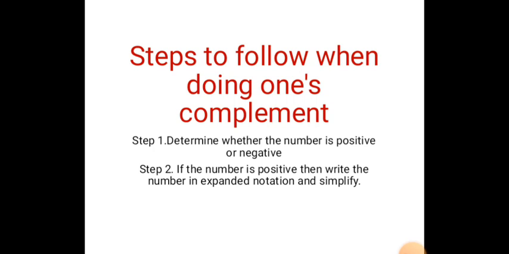If the number is positive, there are no problems. You just have to write the number in expanded notation, which means turning it into the binary system. If it is 13, for instance, you can turn it into binary by using that table of base, number, and remainder. After you turn the number into binary, you should simplify if it is positive.